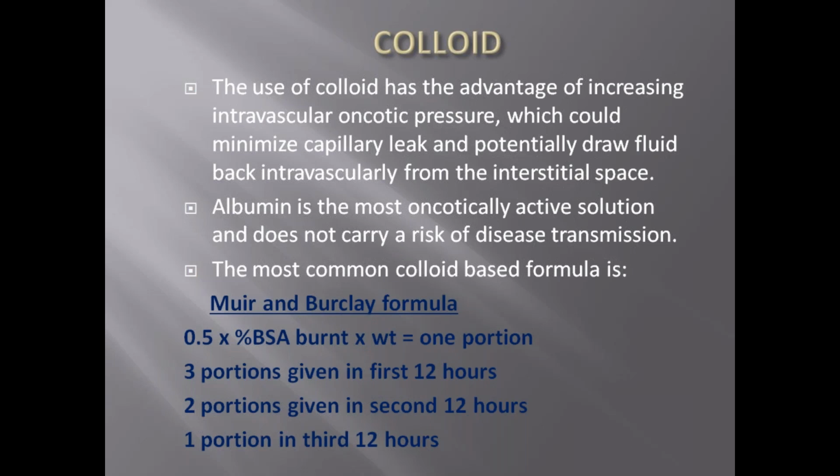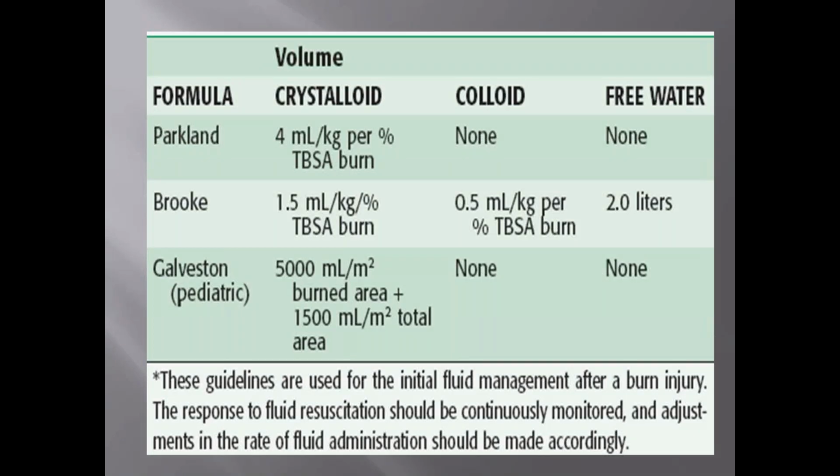Here, 0.5 into percentage of body surface area burned into weight is taken as one portion. So, 3 portions are given in the first 12 hours, 2 portions in the second 12 hours, and 1 portion in the third 12 hours. Okay. The Muir and Barclay formula includes colloids. Remember this. So this is the brief representation: Parkland, Brooke and Galveston.